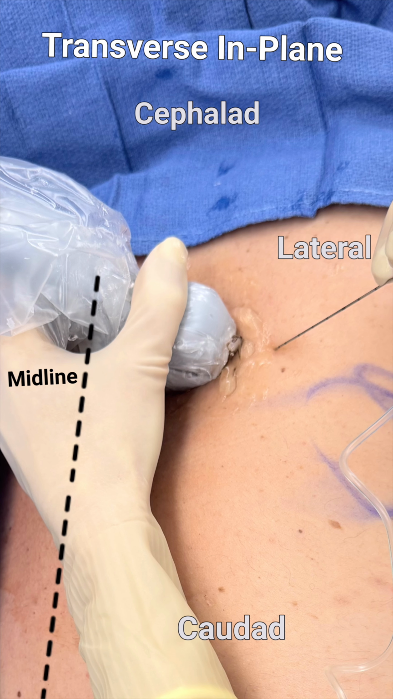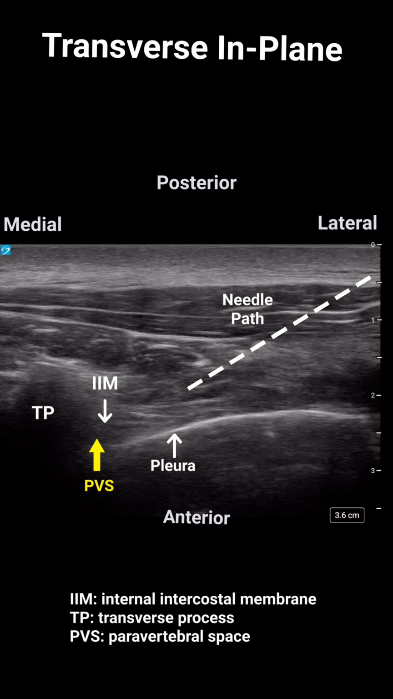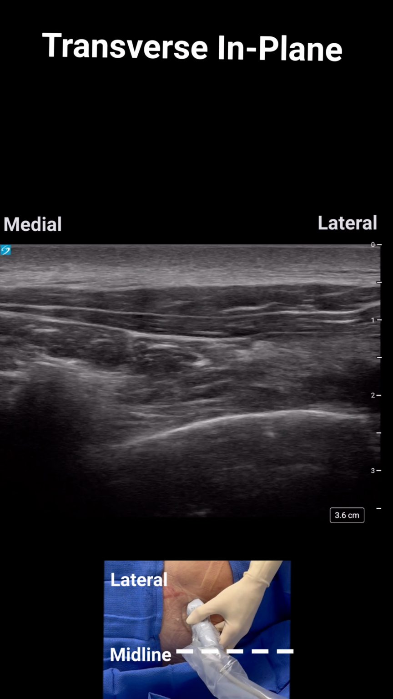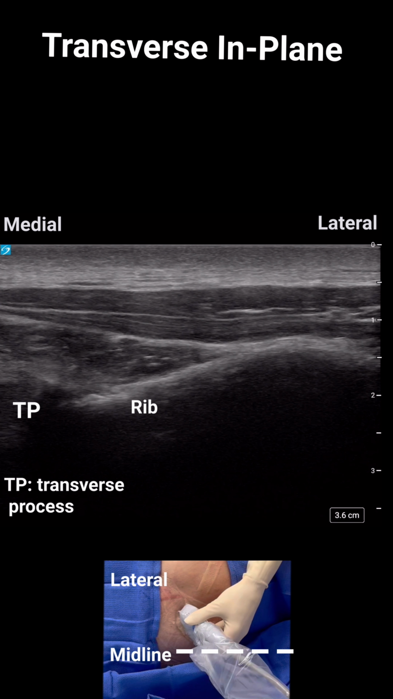For the transverse in-plane approach to the paravertebral block, the probe is placed just lateral to the posterior midline and in the transverse orientation along the oblique angulation of the ribs. We advance the needle in-plane from posterior lateral to anterior medial towards the paravertebral space. It's important to make sure that your needle is directly under the beam of the ultrasound since fanning the probe cephalad or caudad is likely to place a rib in your path.